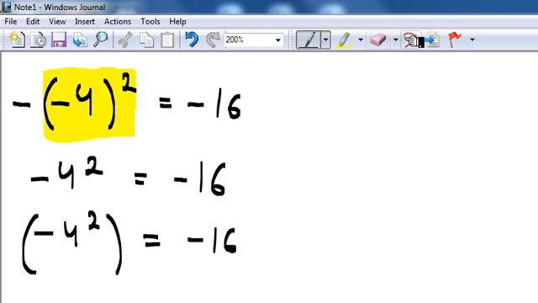How about with minus 1? So minus 1 index 5. First we do the power. 1 index 5 is going to be 1. Then we have the minus sign here, and then we have another minus, so minus minus is going to be plus 1.